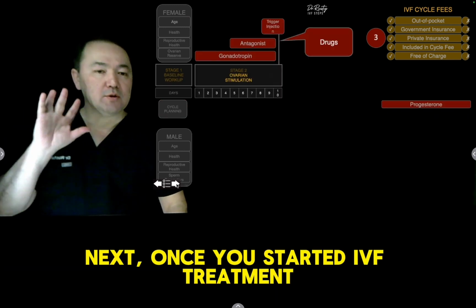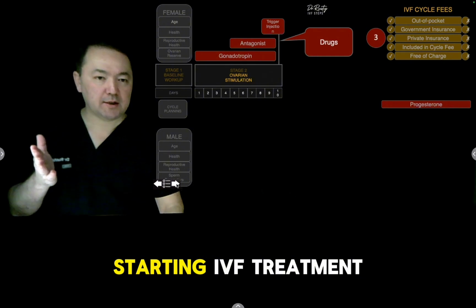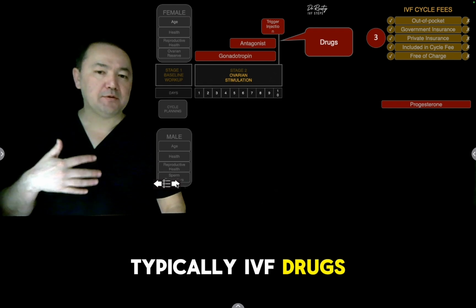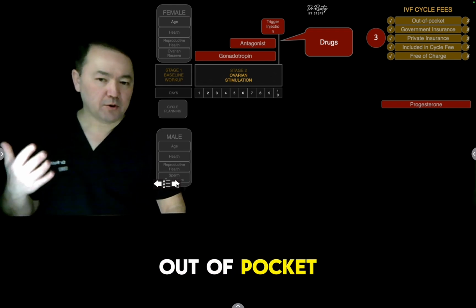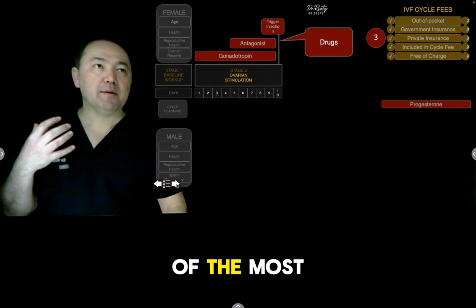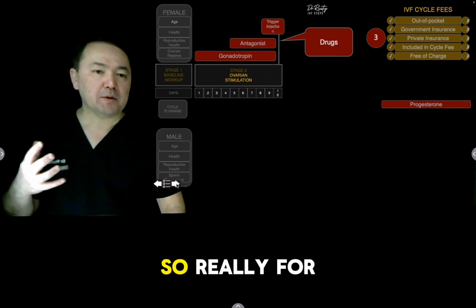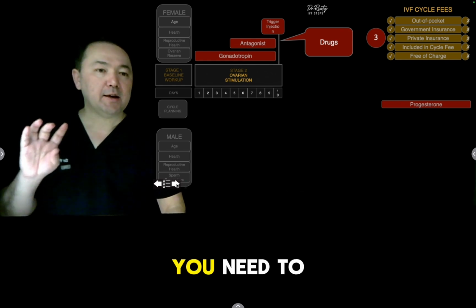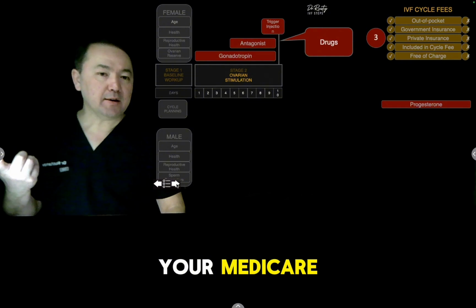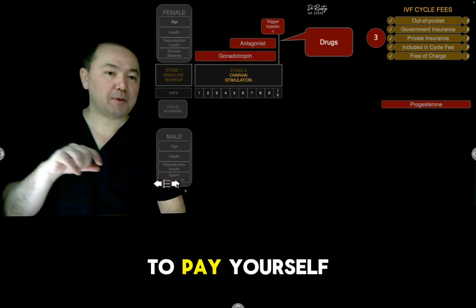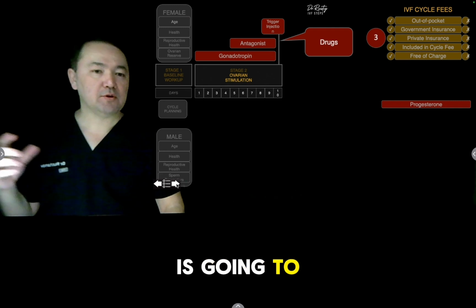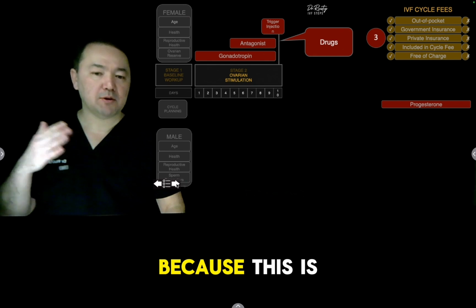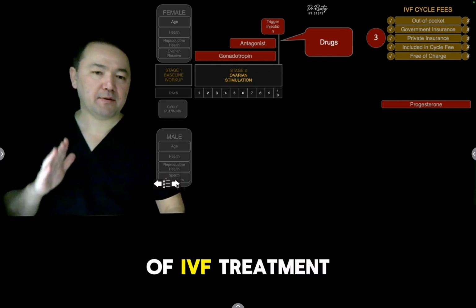The next, once you have started IVF treatment, or even before starting IVF treatment, is that you need to buy drugs. Typically IVF drugs are very expensive. If you buy out of pocket, they're one of the most expensive parts of IVF. So for the drugs, you need to find out how many drugs you need and the names of the drugs, and whether they are included in your Medicare, so subsidized, or you need to pay yourself. If your insurance is going to pay, you need to clarify before you start IVF, before you purchase the drugs, because this is one of the most costly parts of IVF treatment.